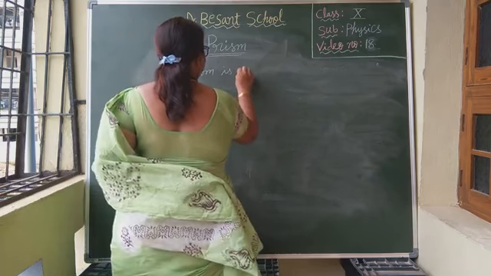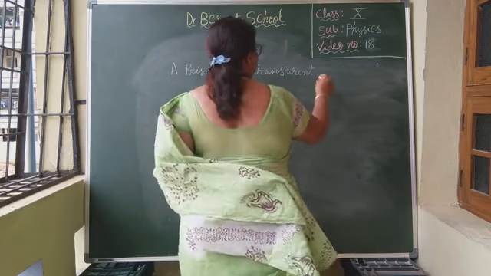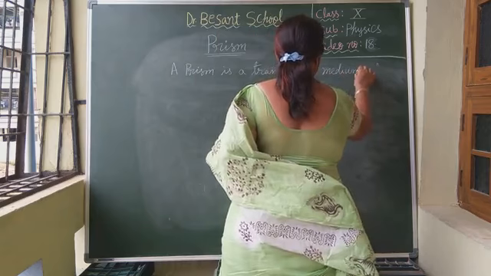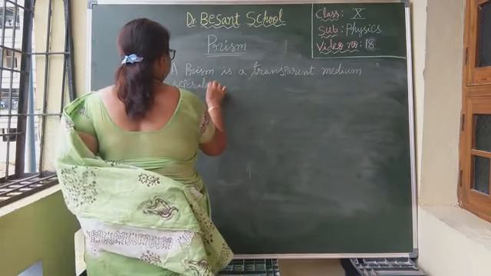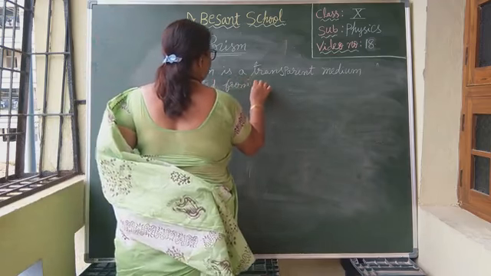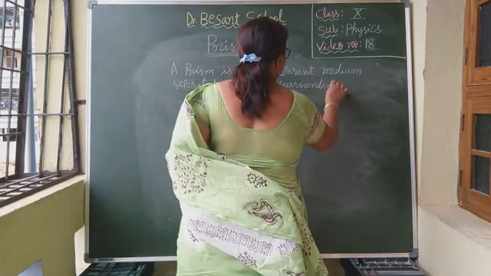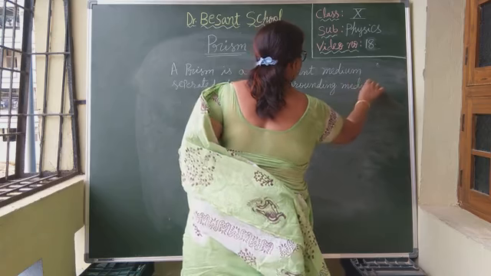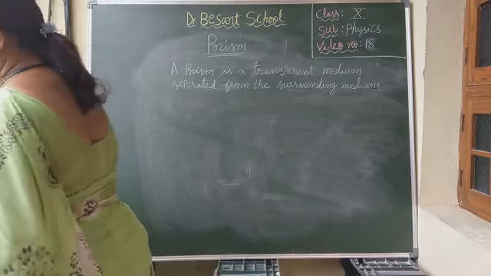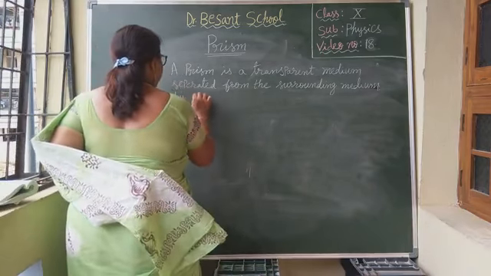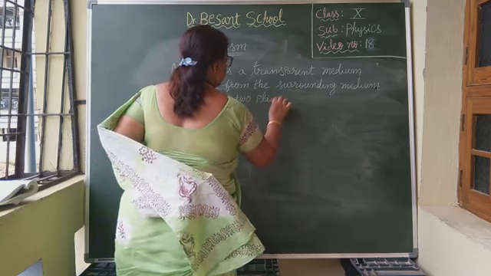A prism is a transparent medium separated from the surrounding medium by at least two plane surfaces.